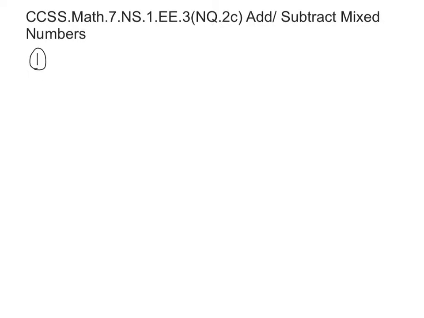Common Core State Standards, Math, 7th grade, Number Systems 1, Expressions and Equations 3, Numbers and Quantities 2, 3, and we're adding and subtracting mixed numbers. And they are rational numbers because mixed numbers are whole numbers and fractions. And all whole numbers and all fractions are rational numbers, both positive and negative.